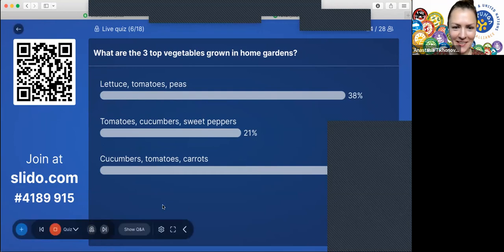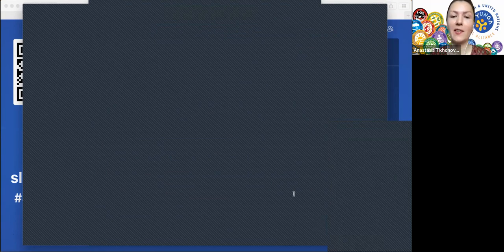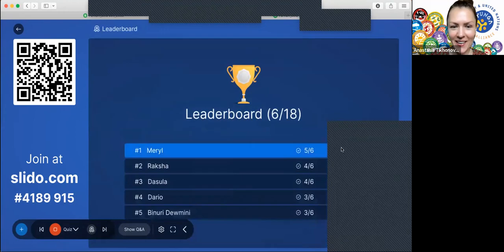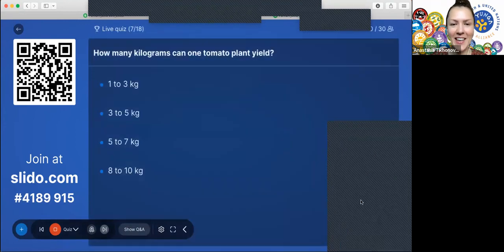Okay, the majority think it's the last option. Let's see the correct answer. Well, it's actually tomatoes, cucumbers, and sweet peppers, or bell peppers, however you call them. They're all easily grown in large yard plots and small gardens or in containers, making them the top 3 choices for home gardeners. But that was a good guess. Okay, Meryl, you're back to the leaders. First place, well done. And going on.